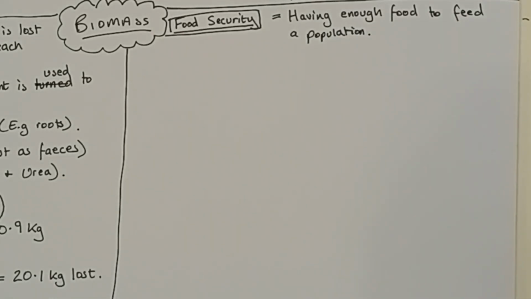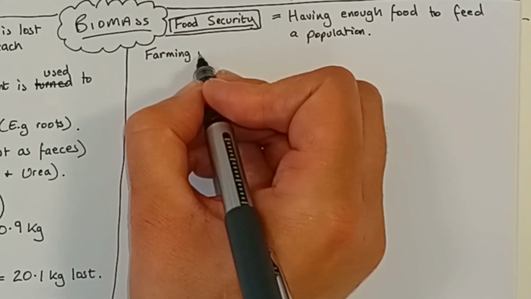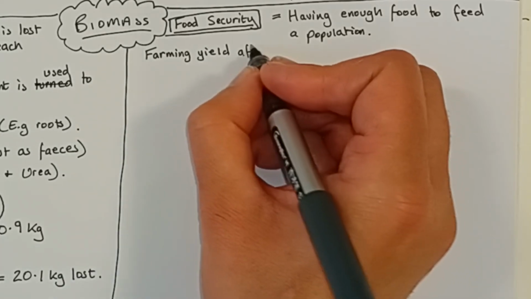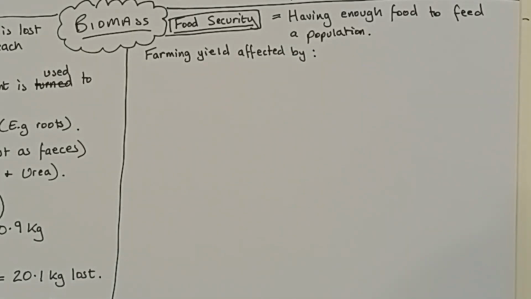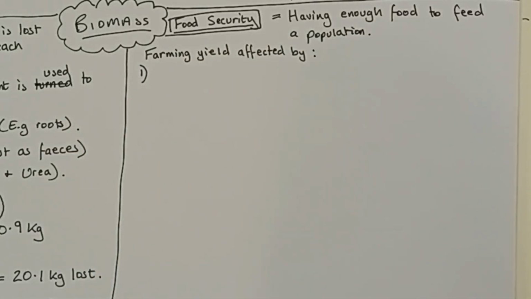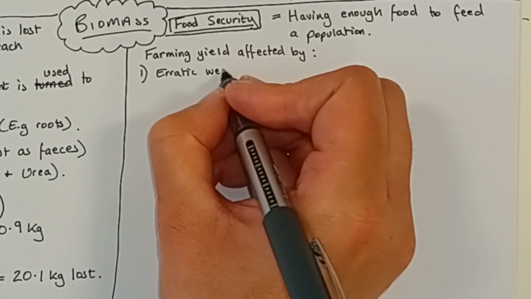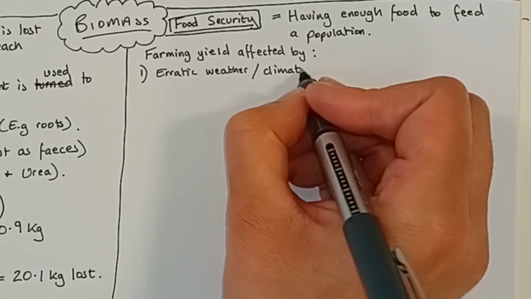So basically, we need enough efficient farming to produce enough food for everyone in an area. The problem is that the amount of yield from farming is affected by lots of factors. First one, as we've experienced in the UK over the last few years, is erratic weather, caused by climate change, so droughts or floods.